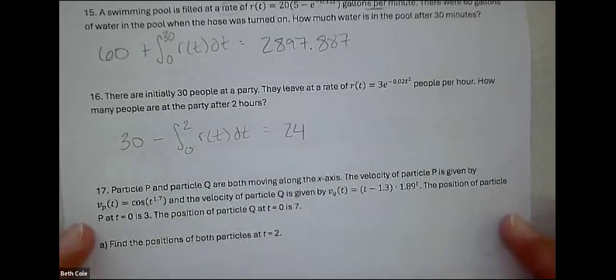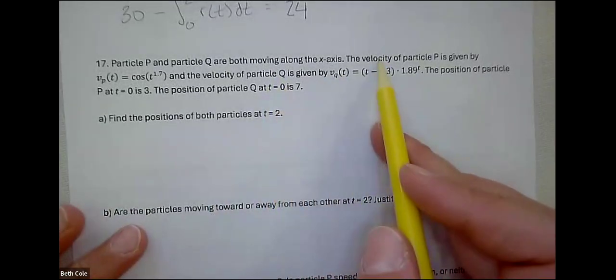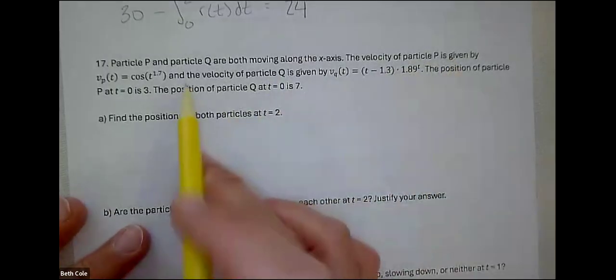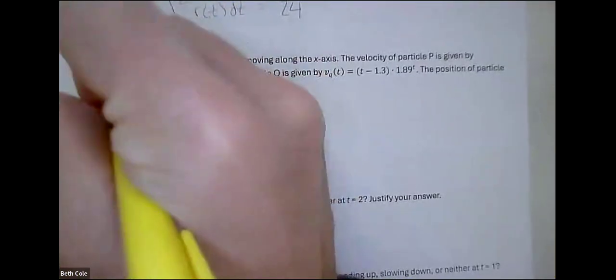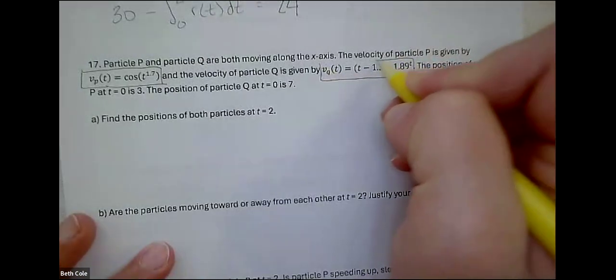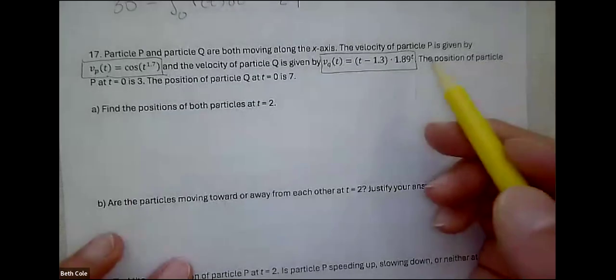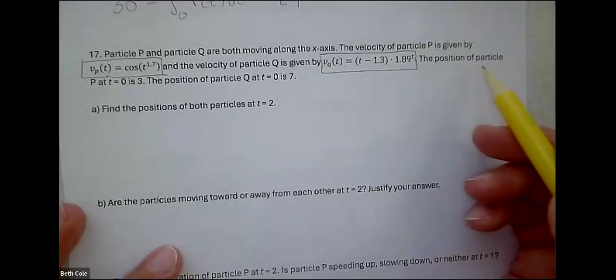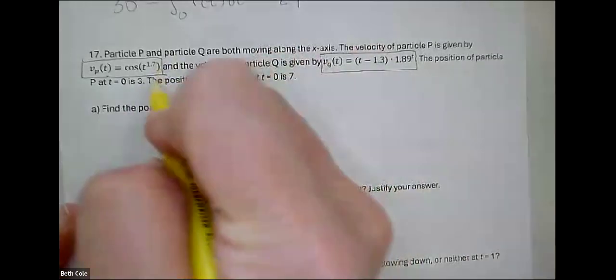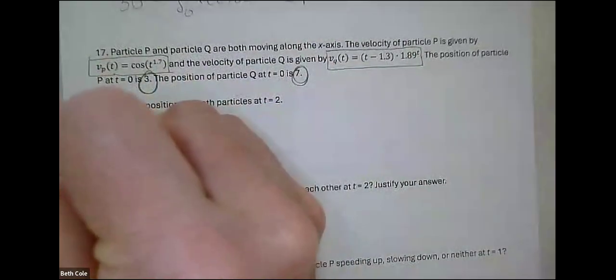All right, last one, our free response here. We have particle P and particle Q. They're both moving. We're given the velocities for both of them. So velocity of P is given by this. And then velocity of Q is given by this. Again, be careful typing them. They're not going to give you nice functions. They're going to be messy. And then you're given initial conditions for both of them. Position of particle P at time 0 is 3. Position of particle Q at time 0 is 7. So find positions of both of the particles at time 2.